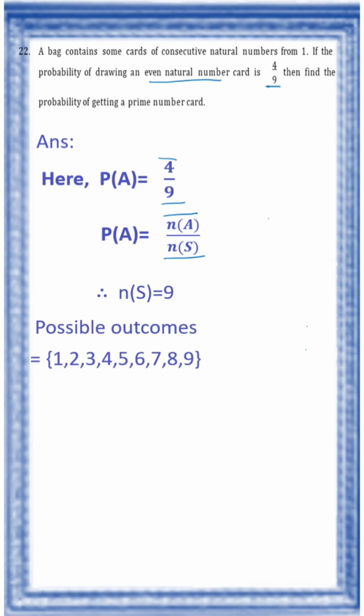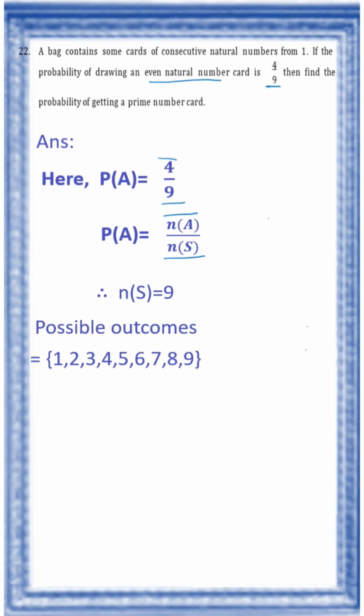Here P of A is given. What is it? Probability of event, that is drawing an even natural number, let it be P of A. It is 4 by 9. So here P of A is equal to number of A upon number of S. Here number of A is 4, number of S is 9. So number of S is 9. Possible outcomes are from 1 to 9: 1, 2, 3, 4, 5, 6, 7, 8, 9.